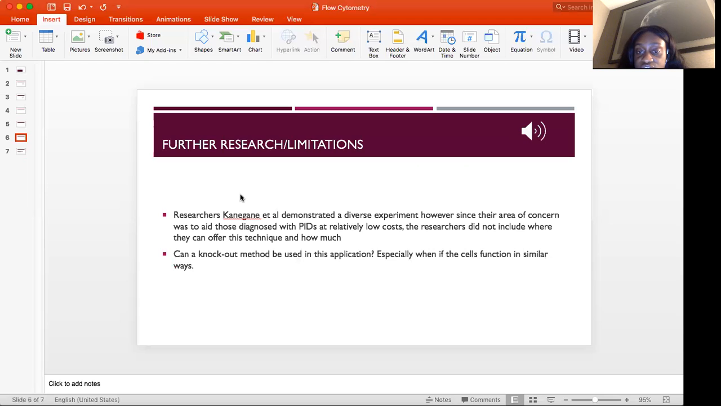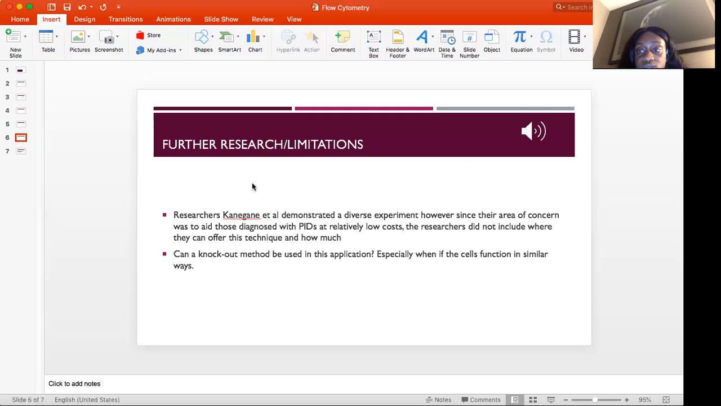The researchers did quite a great job because they looked into different diseases under the umbrella of primary immunodeficiencies. However, since they wanted to look at whether this can be done in a low-cost area, they didn't include where they can possibly do this, especially, my assumption would be, areas with high poverty, and also how much this could cost. If this article were to have a part two or further research, they would look into where exactly this can be performed and how much it would cost.